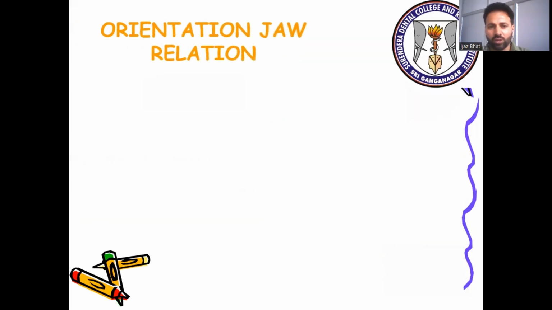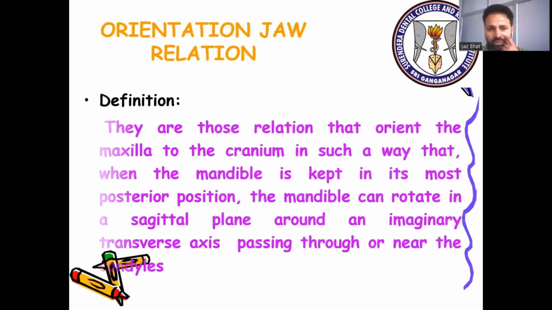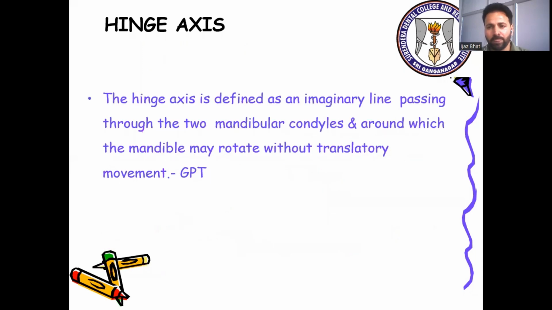Now, what is orientation jaw relation? Orientation jaw relation, according to definition, are those relations that orient the maxilla to the cranium in such a way that when the mandible is kept in its most posterior position, the mandible can rotate in a sagittal plane around an imaginary transverse axis passing through or near the condyles.